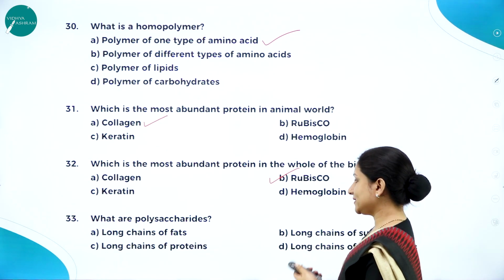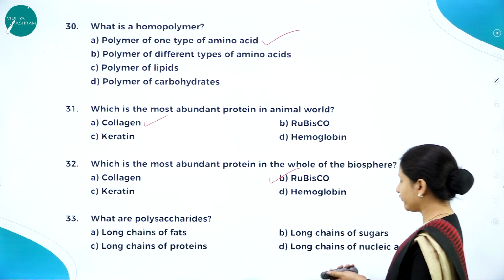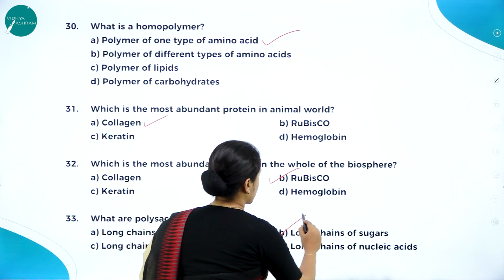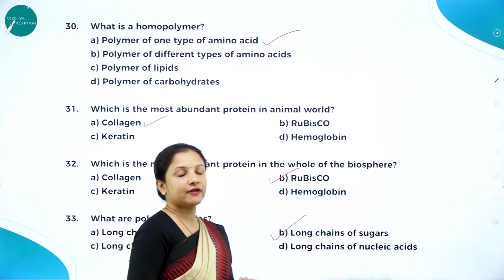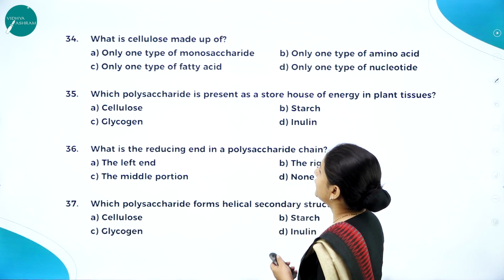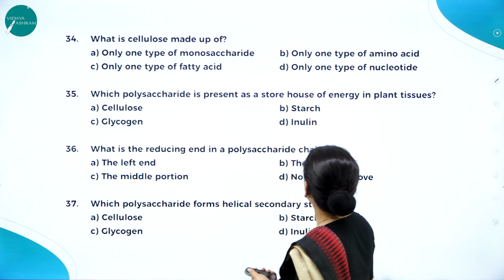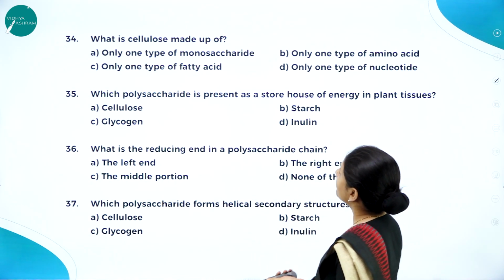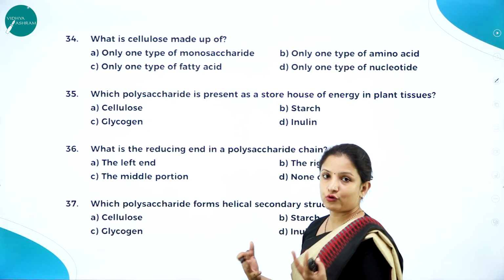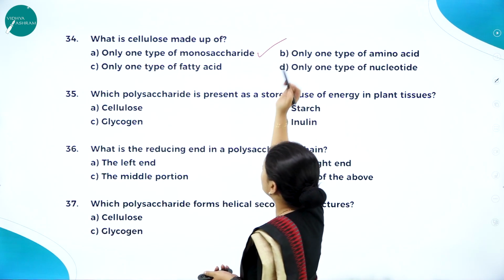Next, what are polysaccharides? Long chains of fats, long chains of sugars, long chains of proteins, long chains of nucleic acids. Polysaccharides are long chains of sugars, that is, we find them in carbohydrates. Next, what is cellulose made up of? Only one type of monosaccharide, only one type of amino acid, only one type of fatty acid, only one type of nucleotide. Cellulose is a form of carbohydrate, made up of only one type of monosaccharide.